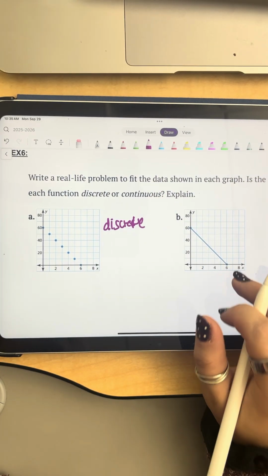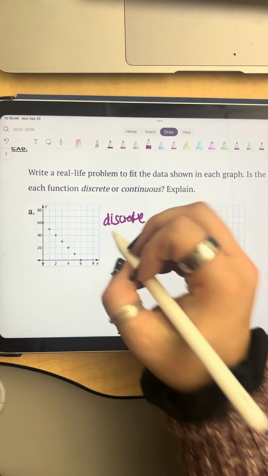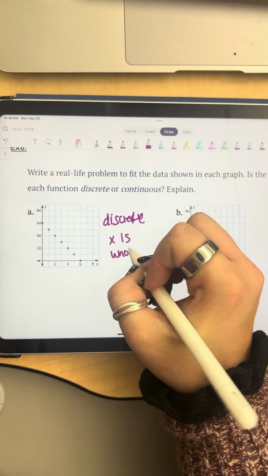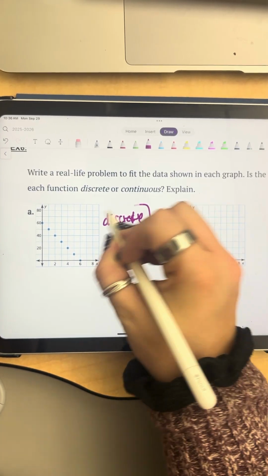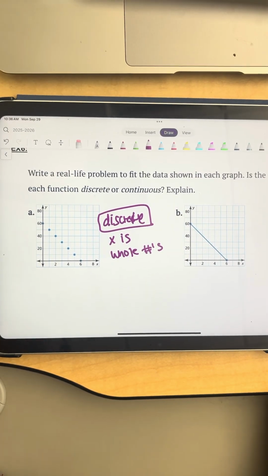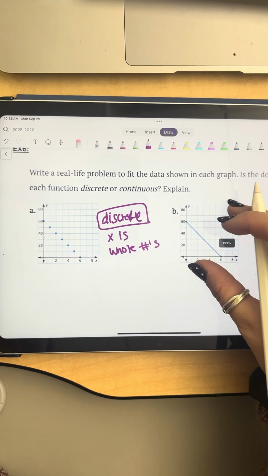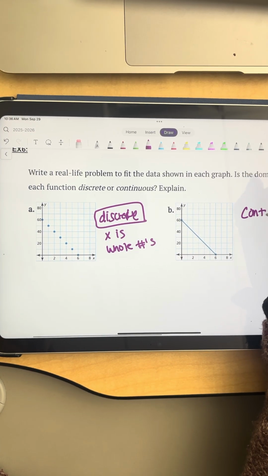Guys, spelling is not my thing. X is whole numbers, so that is why we know that. It's not connected, it's whole numbers, it can't be between those two. And then this would be continuous.